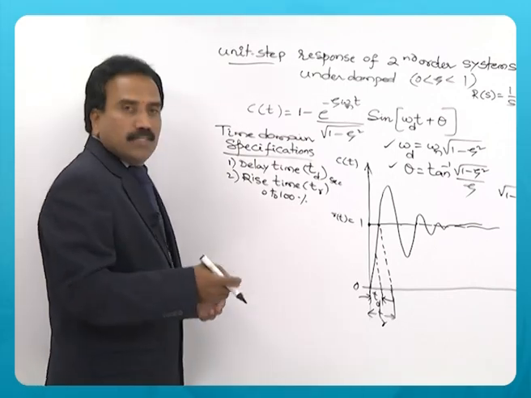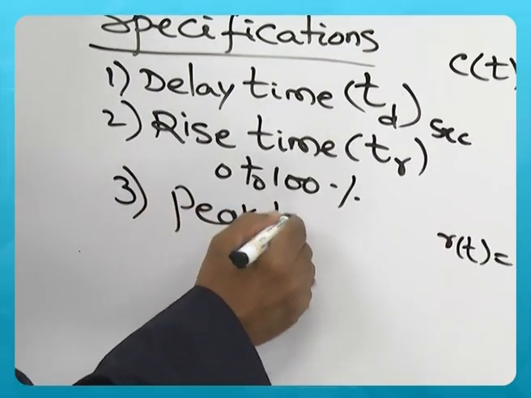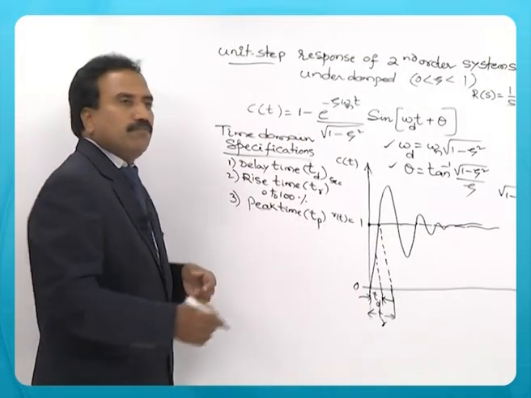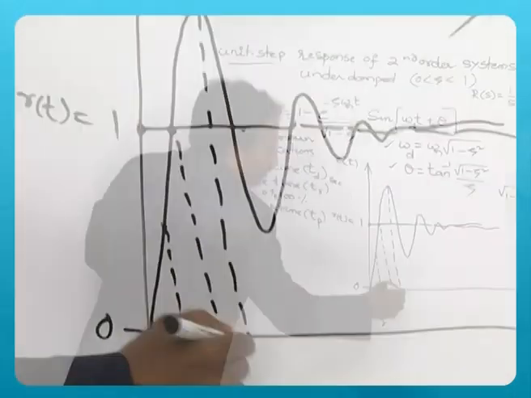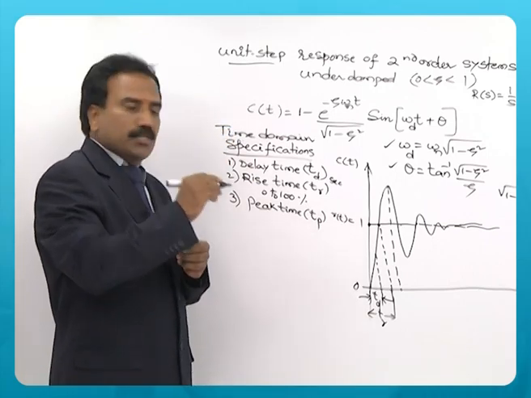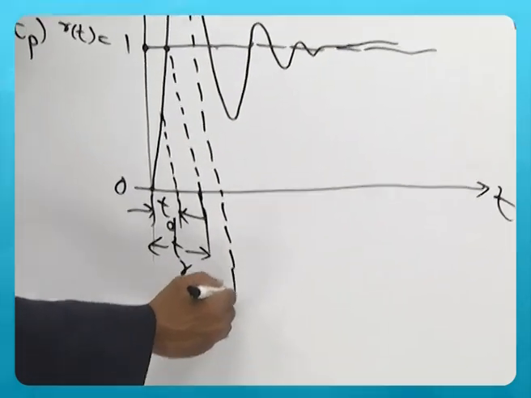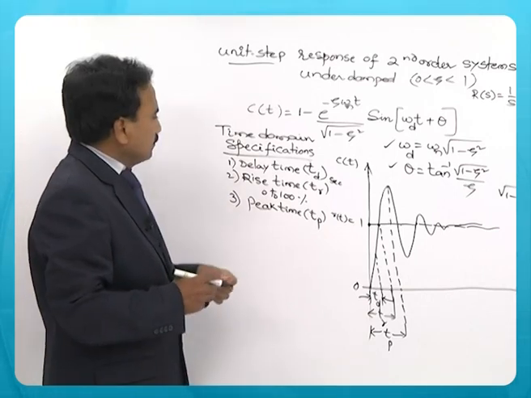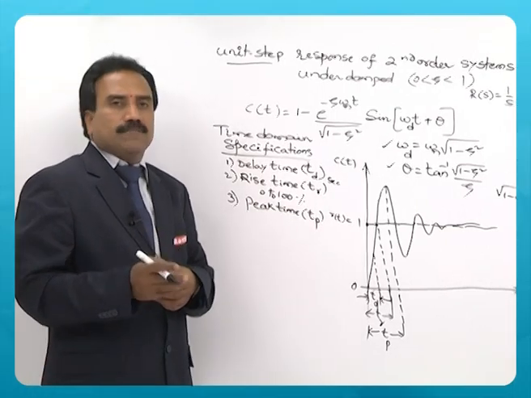Now, you can see the next definition, peak time. Peak time is represented by Tp, time required for the response to reach the first peak. It goes to the peak value, the highest. So, peak time is the time required for the response to reach the peak.